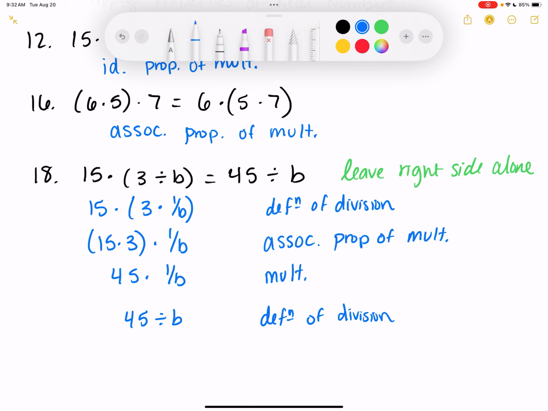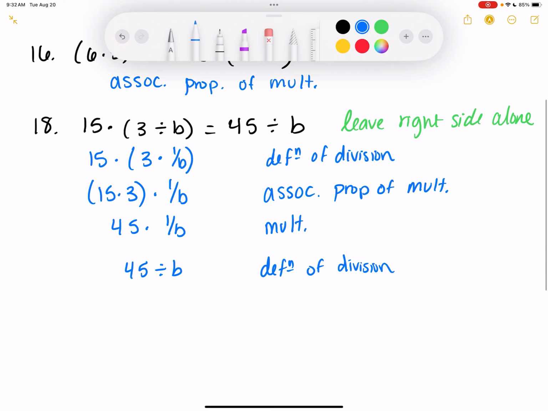And then you would be done. 45 divided by b equals 45 divided by b. It's just a true statement. You're just showing why you're allowed to do things in math in this section. Yeah, the reciprocal.